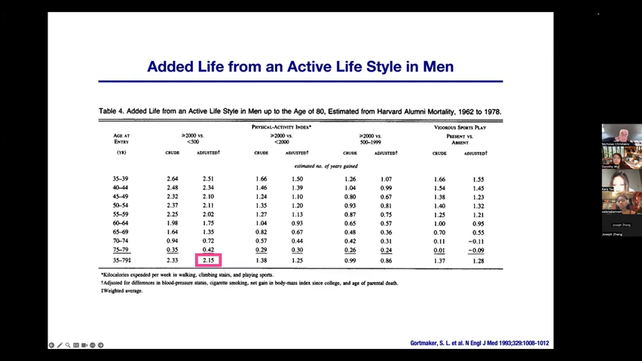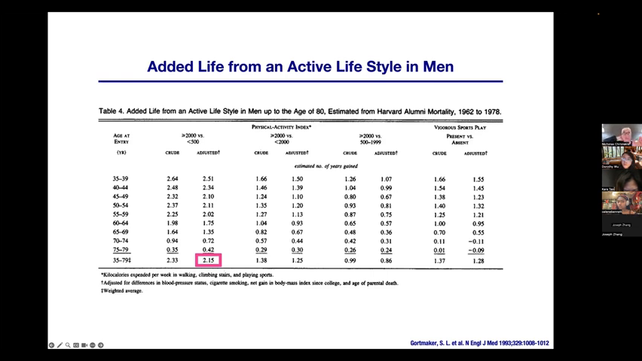This slide shows the years of life gained by being active compared to being sedentary. It's the added life from an active lifestyle in men up to age 80, looking at a sample of Harvard alumni from 1862 to 1978. On the far left is how old they are at entry. And on the first columns, compare people who have a lot of activity to people who have very little activity. Those in the highest level of exercise live 2.15 years longer than those in the lowest level.